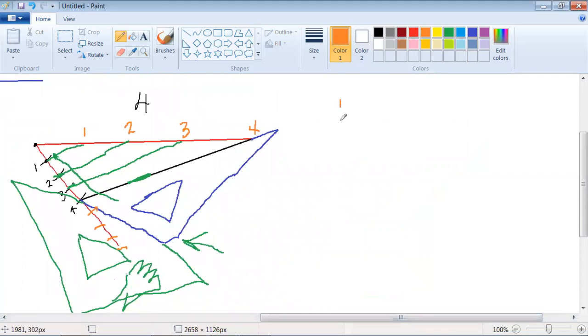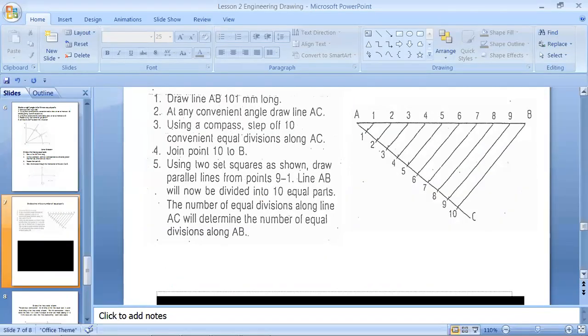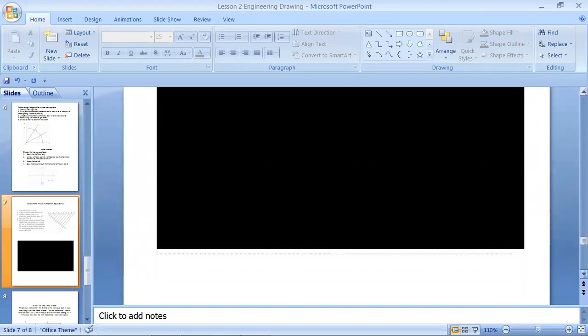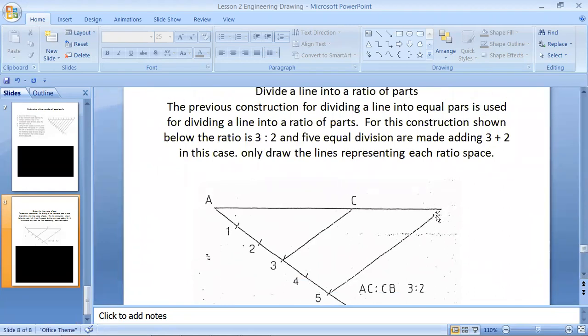The last exercise for the lesson is similar to this, but it's called divide a line in a ratio. How to divide a line in a ratio of parts. Say for instance, let me show you first an example and then come back to the sketch. This particular case is asking to divide a line in a ratio of 3:2.